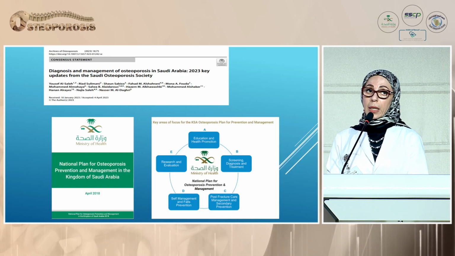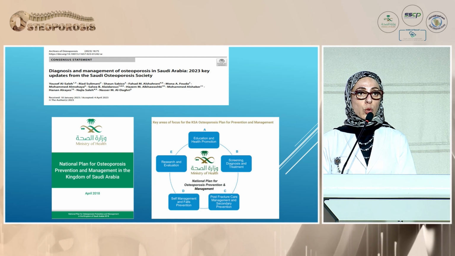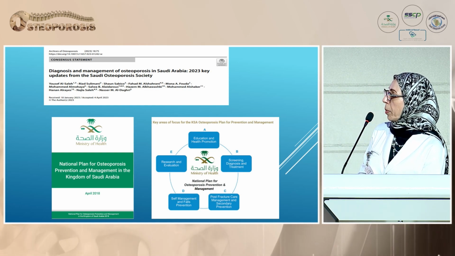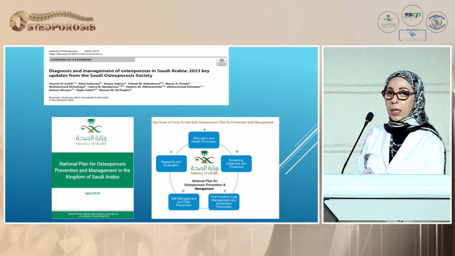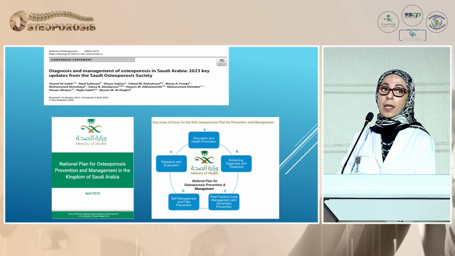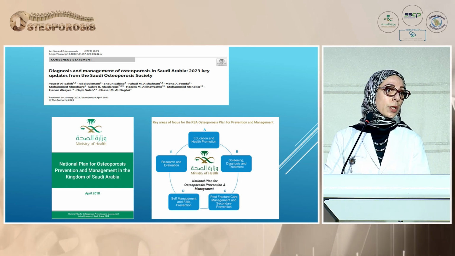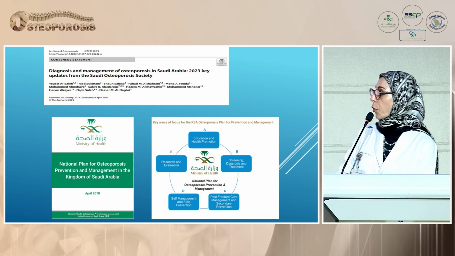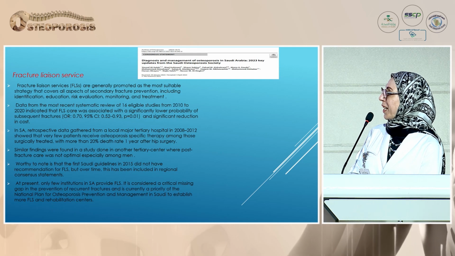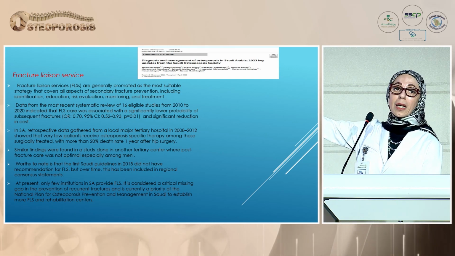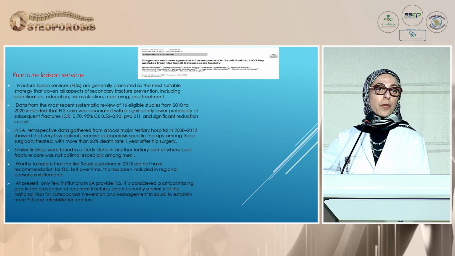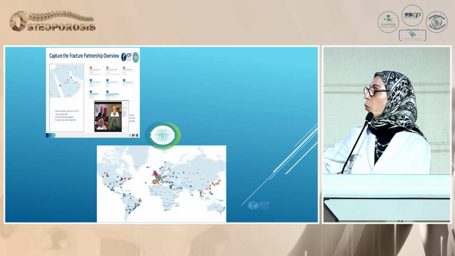The Ministry of Health has done a great job, publishing guidelines from 2018. This is the famous one, the National Plan for Osteoporosis Prevention and Management in the Kingdom of Saudi Arabia. You can see one of the arms they did address at that time, creating fracture liaison services. So we've been talking about this for a while. COVID came and went, and we are still addressing the same problem. The guidelines, Prof. Yusuf Saleh talked about it. They addressed the importance of a fracture liaison service and why it is important.